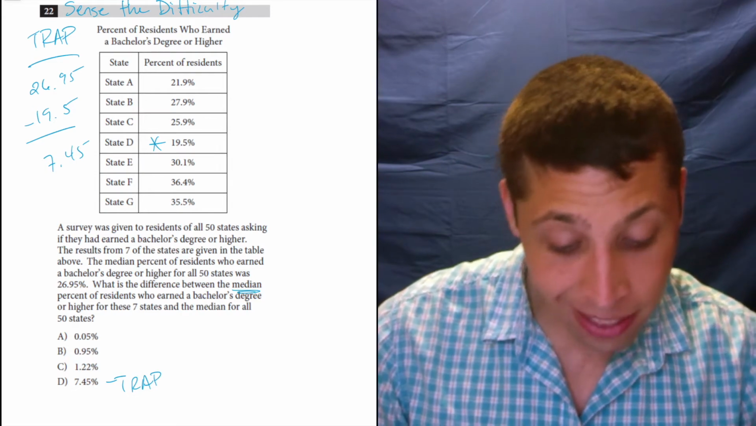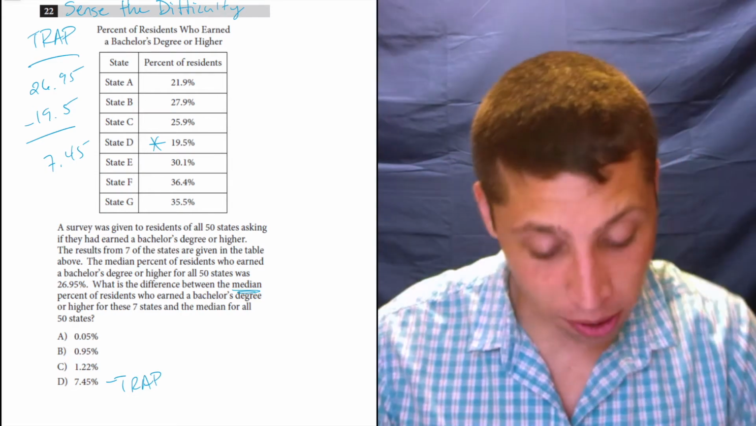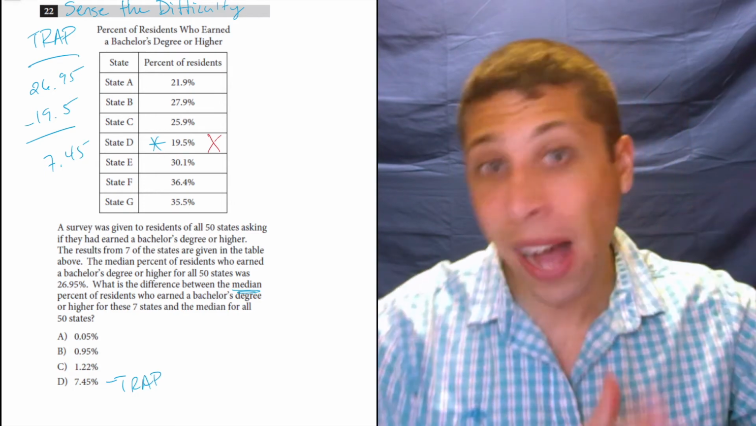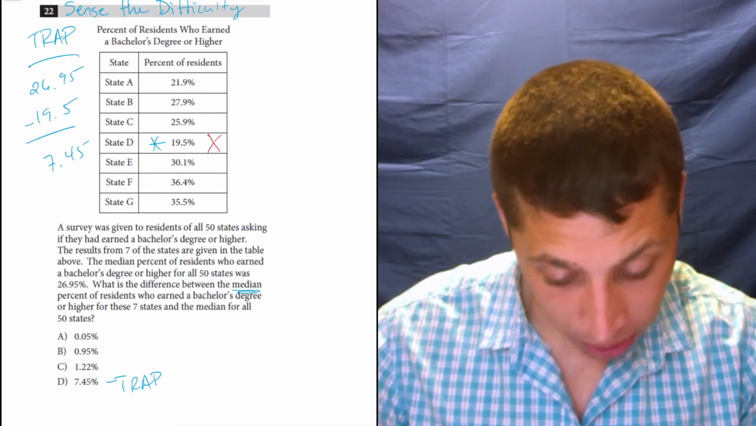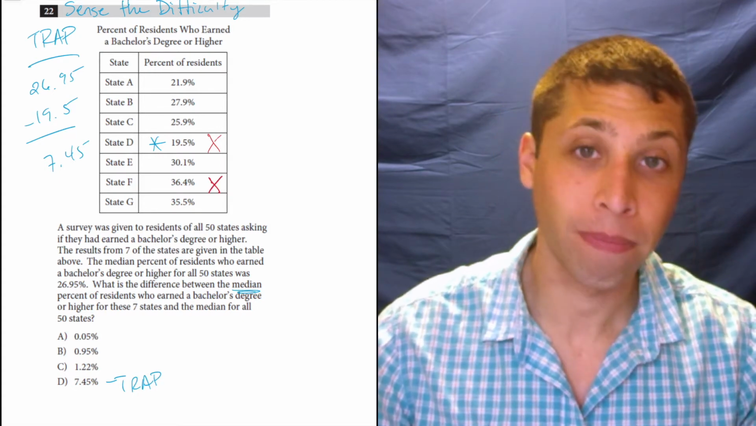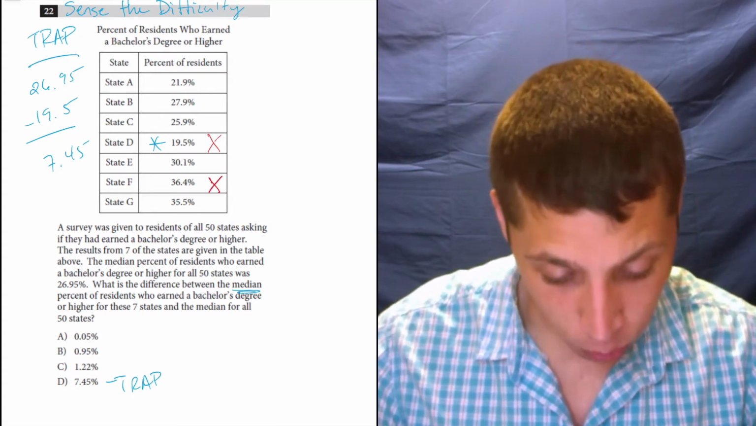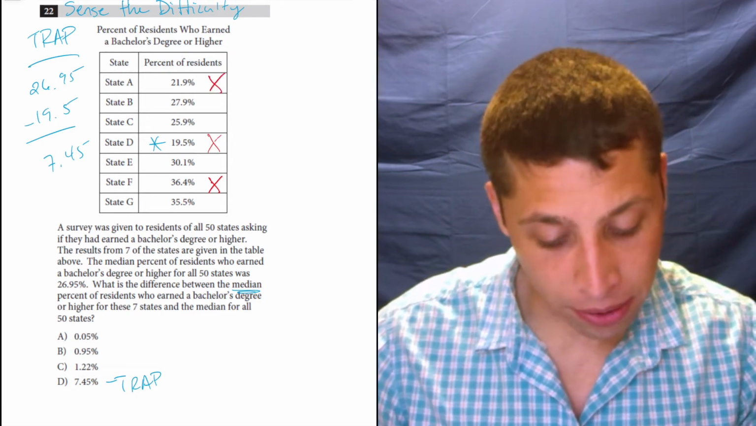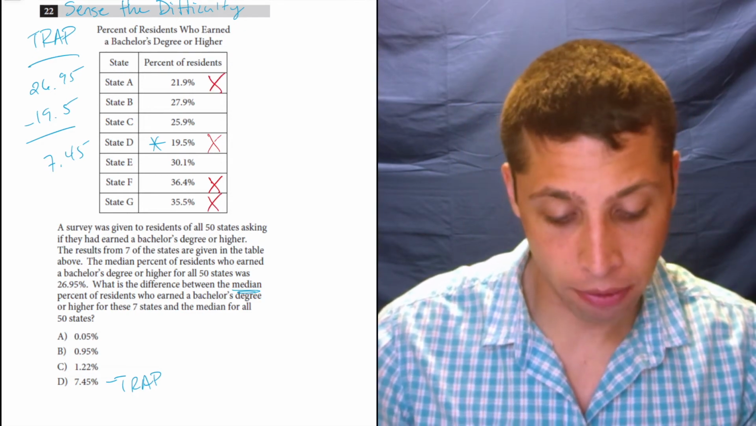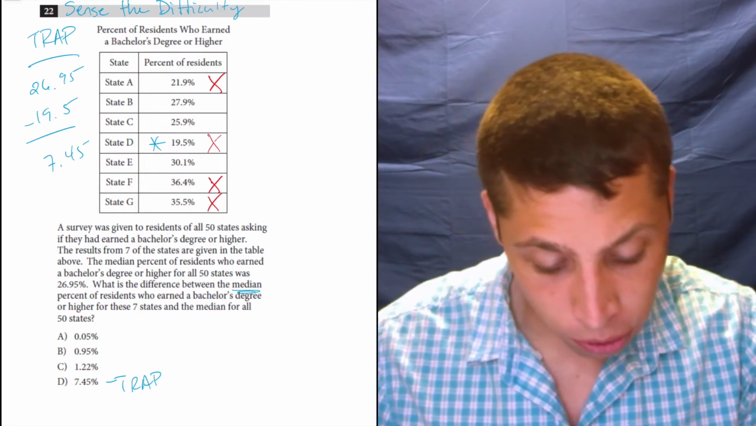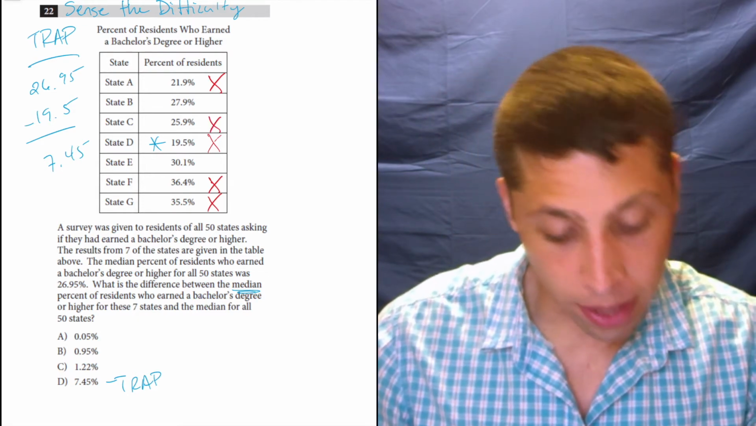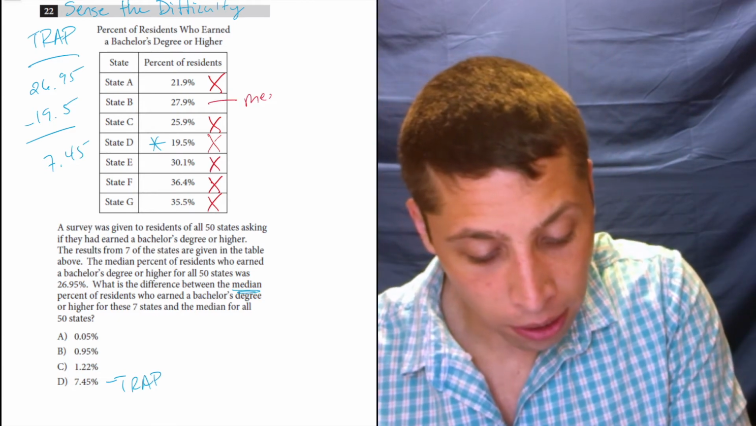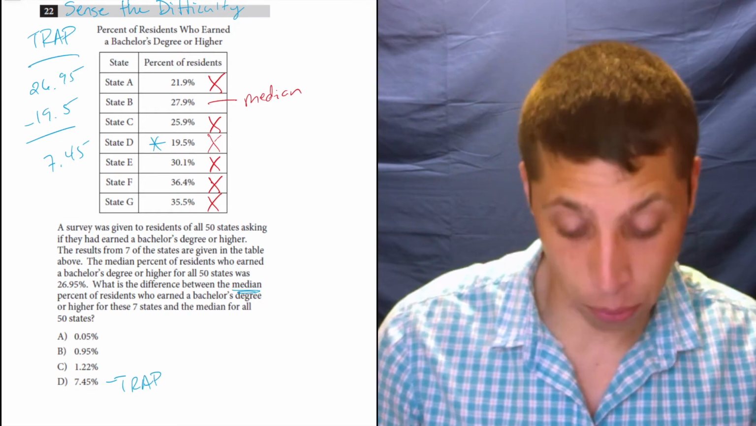So in fact, 19.5 is the first number that I would cross out because it's the smallest number. And to balance that out, I would cross out the biggest number. So that would be 36.4. And let's keep going. Let's keep alternating. What's the next smallest number? 21.9. And then the next biggest number is 35.5. Then the next smallest is 25.9. And then the next biggest is 30.1, which leaves us with a median of 27.9.